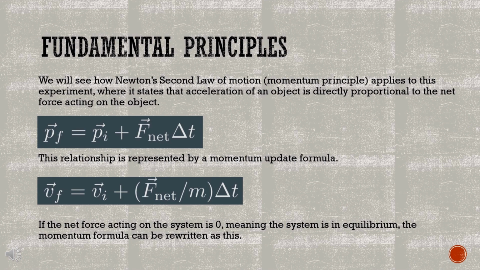And how does this correlate to the velocity equation? According to the equation, the final velocity is the initial velocity plus the net force times time divided by the mass. But since the net force is 0, you will get your final velocity equal to the initial velocity.